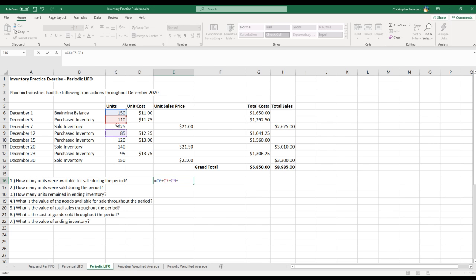Notice that I skipped the units we actually sold. We're only looking for the units that are available for sale. All of those that we had, we could have sold throughout the period. Now, how many units were actually sold?